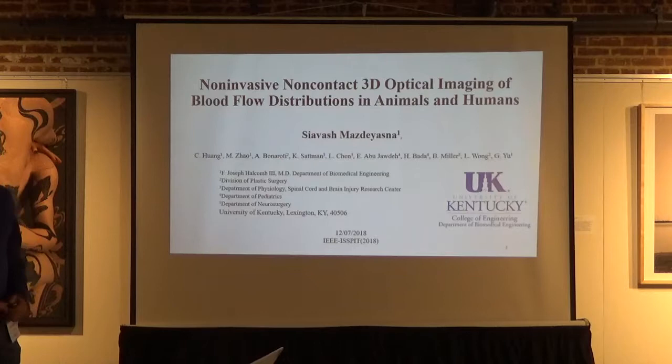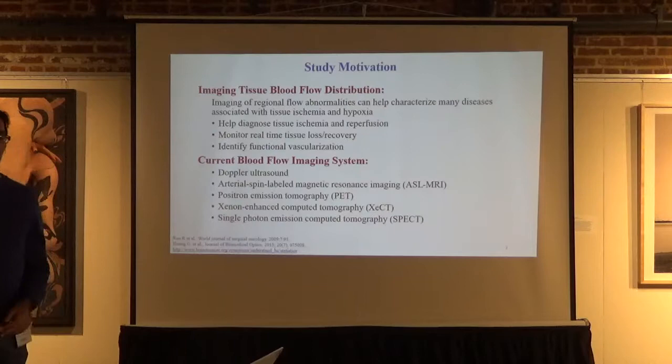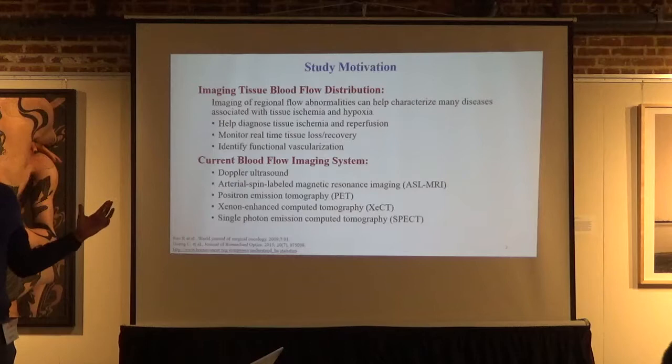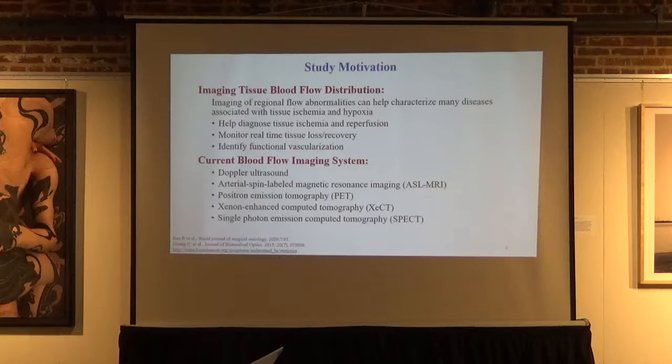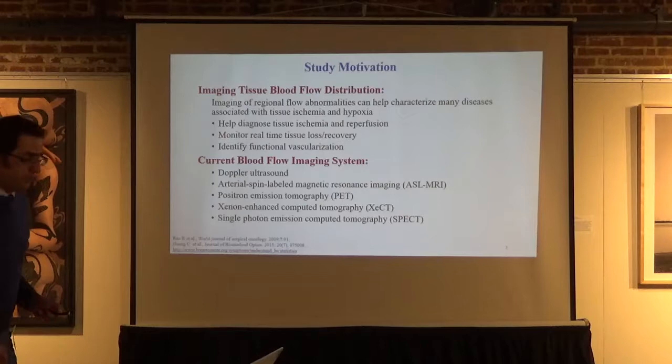Why is blood flow imaging important? Because imaging of regional blood flow can help us characterize many diseases associated with tissue ischemia or hypoxia, for both diagnostic and monitoring purposes. The method usually used for blood flow imaging is Doppler ultrasound, but it's limited to large vessels, it is very expensive, and it cannot be used for continuous monitoring or in the operating room.